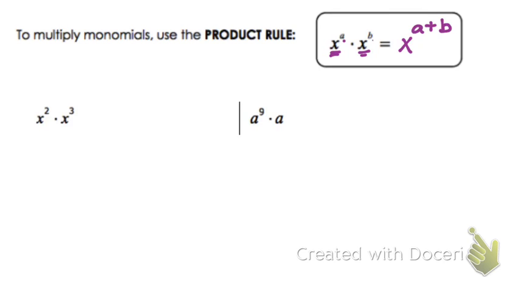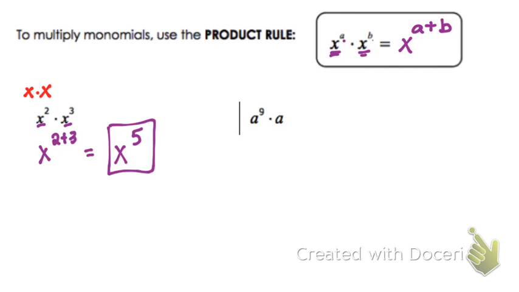So, like for this one here, it would be x, because they both have an x in it, and then 2 plus 3, which is 5. This would be the answer. Let me show you why this works. This x squared means x times x. And this x to the third power means x times x times x. So in total, we are multiplying x by itself 5 times.